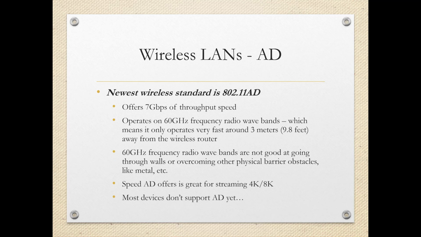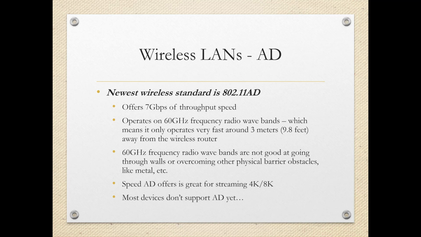So the new wireless standard is AD. It kind of just came out. It offers 7 gigabits per second of throughput speed. So that's for all the total devices that you've got in your network. It operates on a 60 gigahertz frequency radio wave band, which sounds great, but there's a trick here.